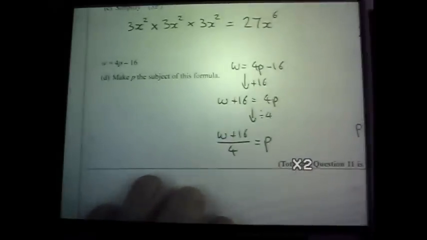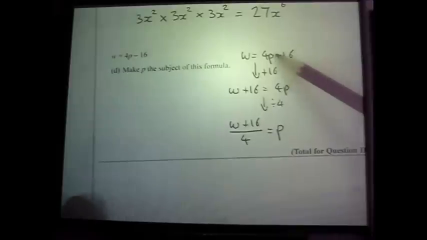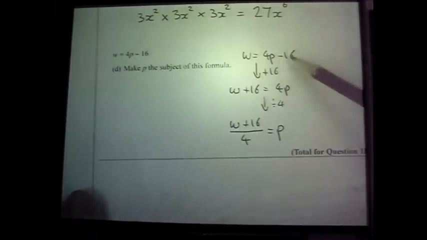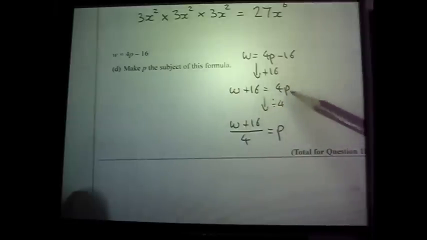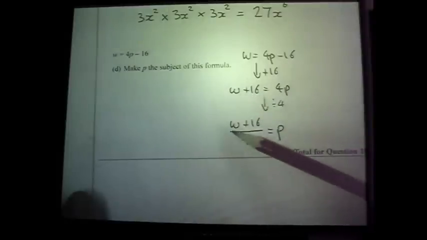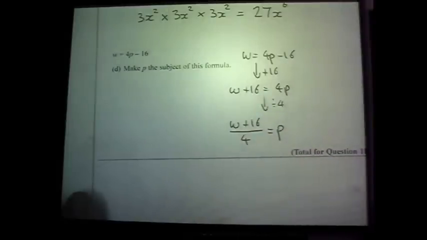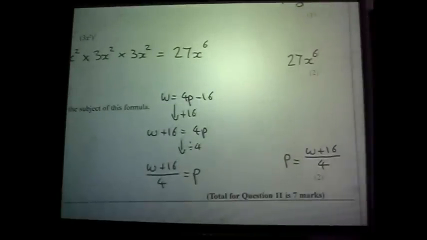Next one, make p the subject of the formula. So here we go. This is a bit like solving an equation. You want to undo it to get p on its own. So I've added 16 to both sides, so w add 16 is 4p. How do you undo a times by 4? You divide by 4. So that will leave this side as just p, and this side as w add 16 divided by 4, all over 4. And there's a couple of marks for that one. There you go.